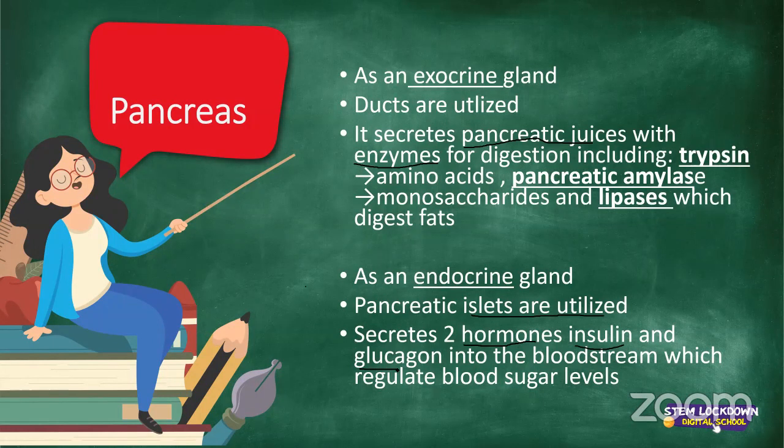Okay, there's a question which says, what is trypsin? Trypsin is an enzyme which is released by the pancreas and it digests proteins. So it breaks down your proteins into polypeptides and into amino acids. That is what trypsin is.